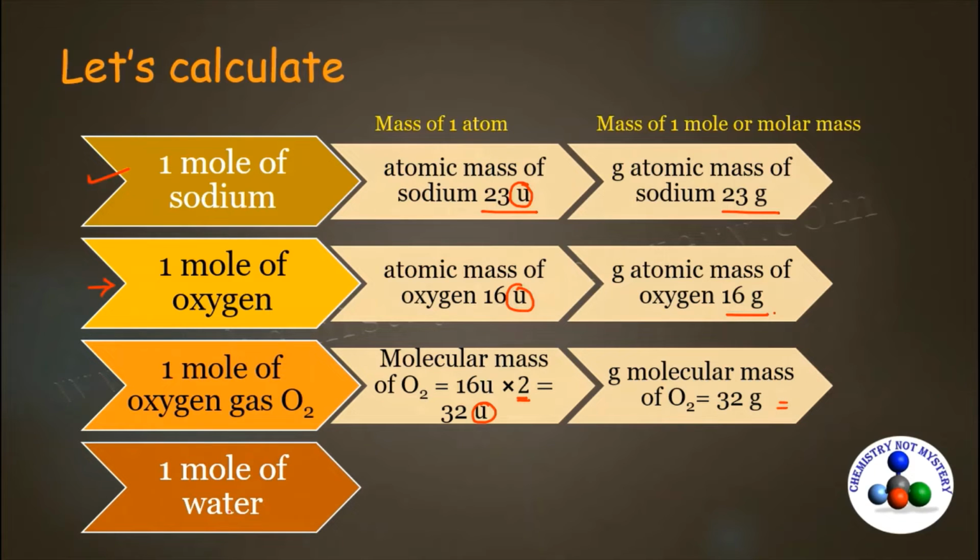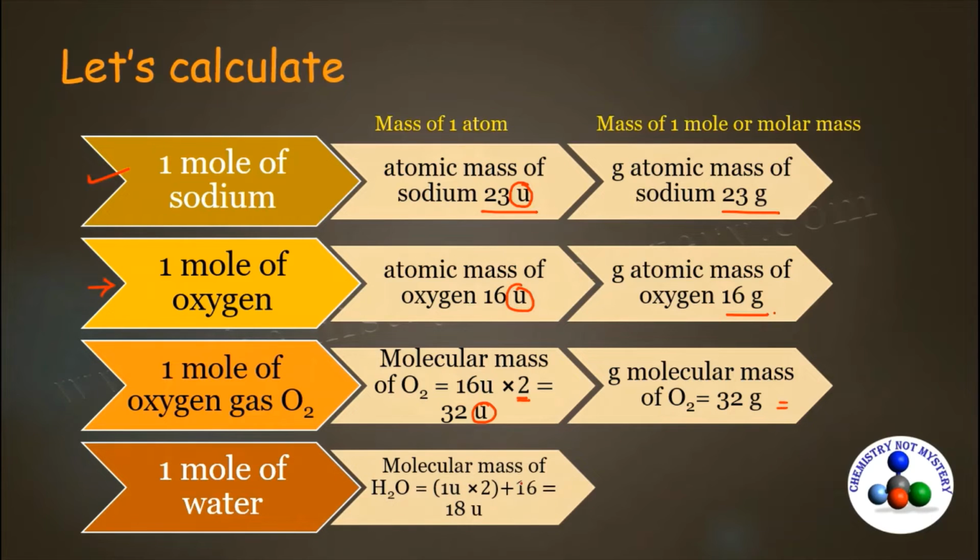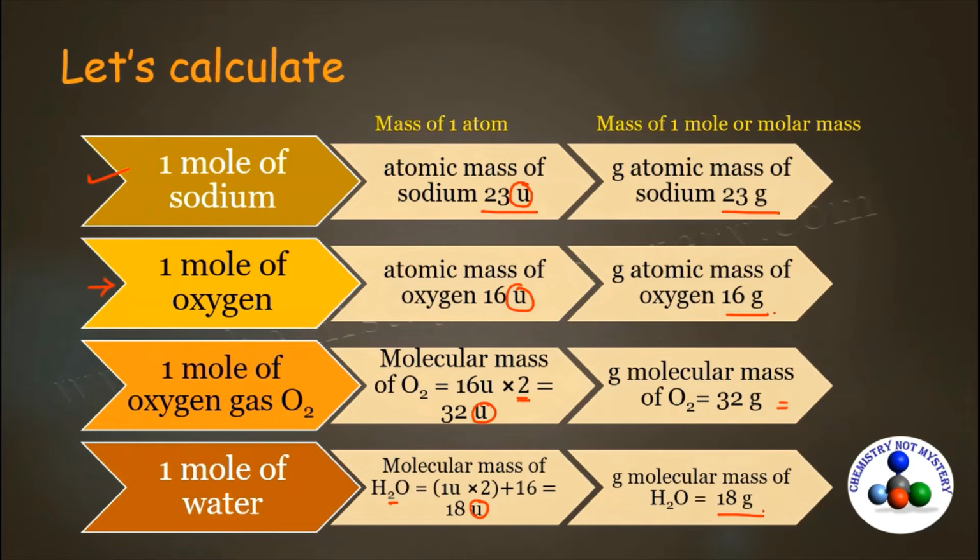Now try to calculate the mass of 1 mole of water. Water is a molecule, so you have to calculate the molecular mass of water. Mass of hydrogen is 1 u multiplied by 2 as there are 2 atoms of hydrogen, plus mass of oxygen, that is 16 u. When you solve it, you will get 18 u. So it is the molecular mass of water. Now replace this u with g. So here you will get 18 g. This is the gram molecular mass. This is the mass of 1 mole of water, or you can say it is the molar mass of water. Now you know how much 1 mole of any substance weighs.